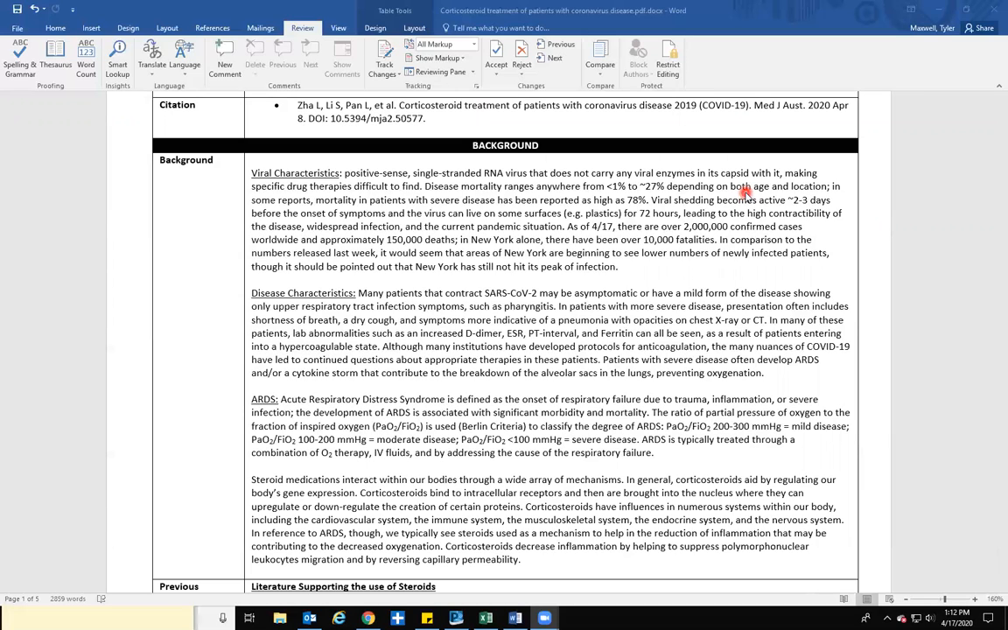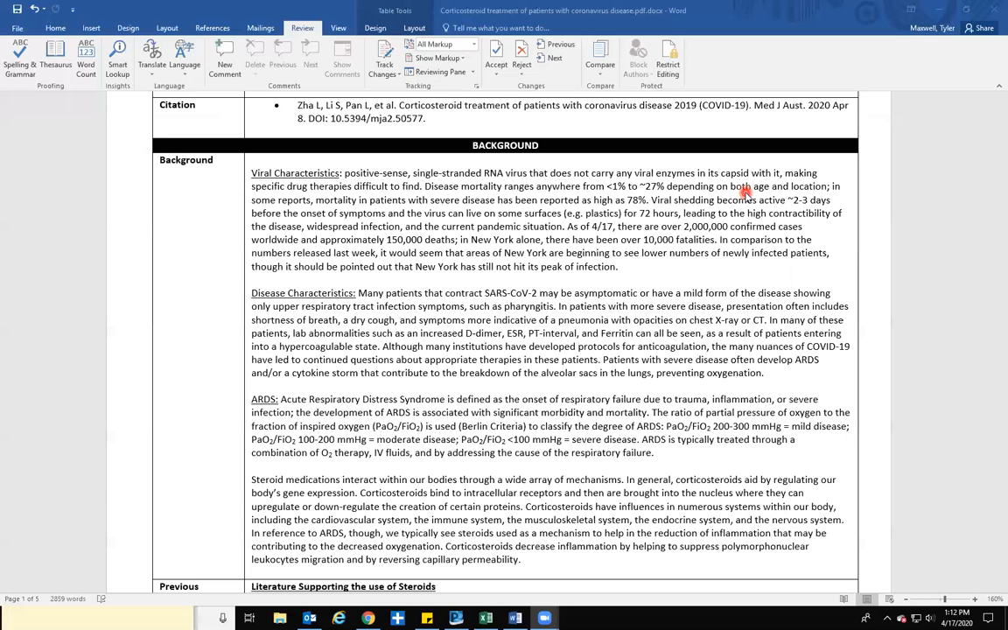So viral characteristics of the coronavirus. This is a positive sense single-stranded RNA virus. Through the viral replication, it does not actually carry any viral enzymes in the capsid itself, and so everything is done through the cellular proteins. Because it doesn't have anything that it carries with it, it makes it very difficult to find a drug therapy that is going to be selective for a single-stranded RNA virus.